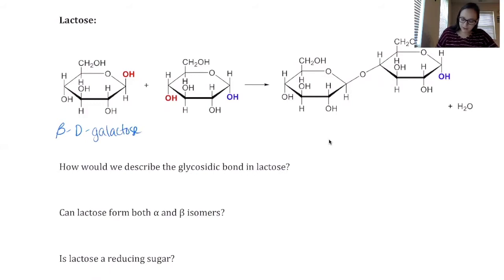And then we also have our glucose. So the blue OH here is going down. So that means on carbon number 1 we have an alpha hydroxyl, so alpha D glucose. And that overall, in this particular structure I drew, is going to form alpha lactose.